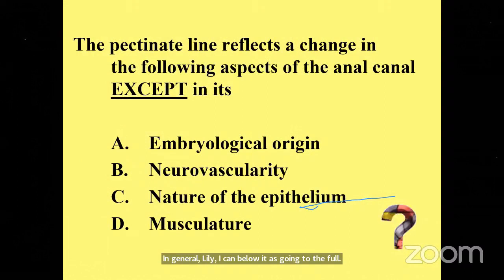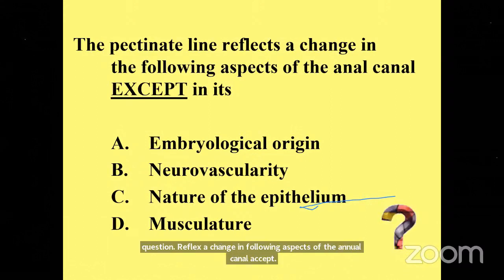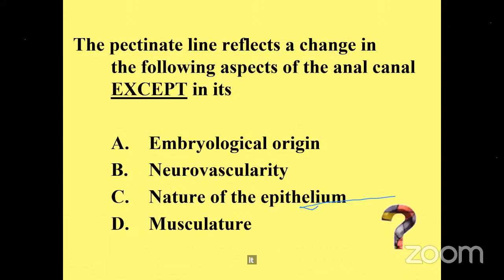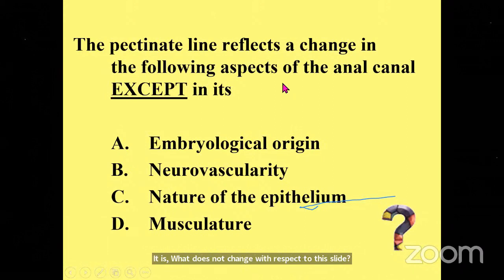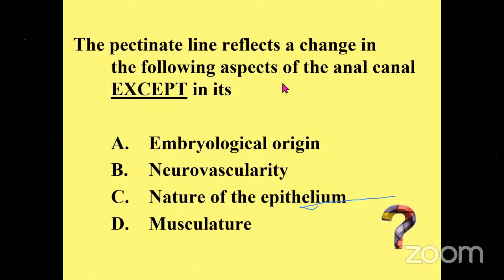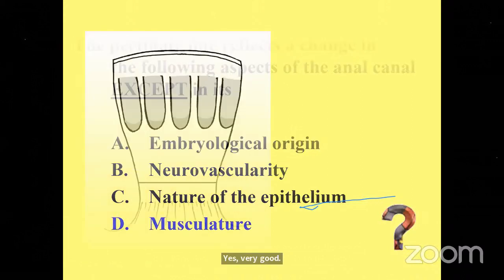Now, the pectinate line, it's again a very favorite question, reflects a change in the following aspects of the anal canal, except: it is considered as a plane of embryological origin, neurovascularity, nature of the epithelium, musculature. What does not change with respect to this line? Can I get an answer? Yes, very good. Most of you know the answer, I think. So musculature, nothing is happening for the musculature.